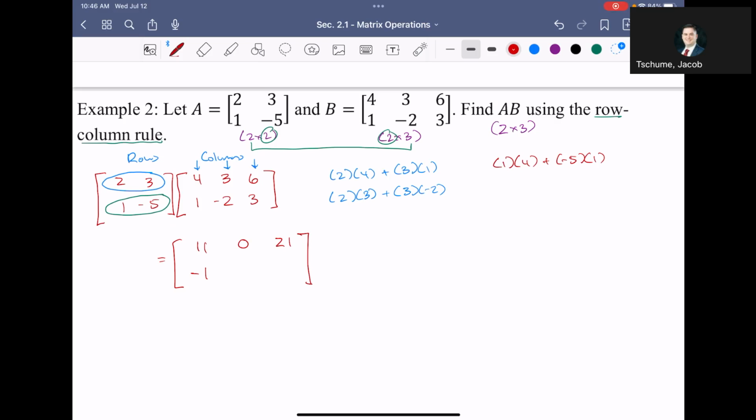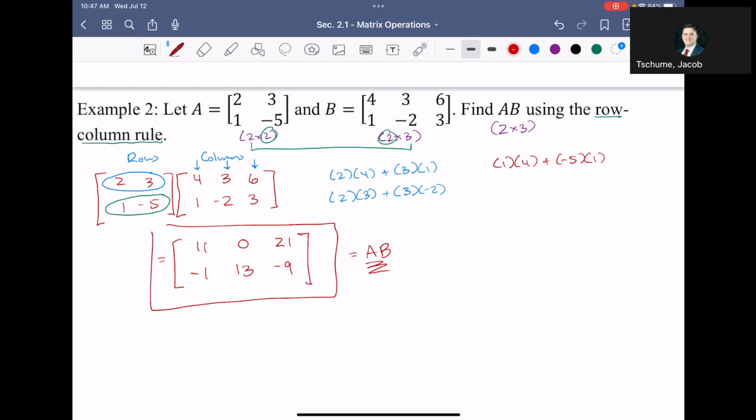Then we're going to do the 1, negative 5 times the second column. Looks like that's going to give you 3 plus 10, which is 13. And then finally, we're going to do the second row by the third column. Looks like you're going to get 6 minus 15, which is negative 9. And as you can see, this is your 2 by 3 matrix A times B.